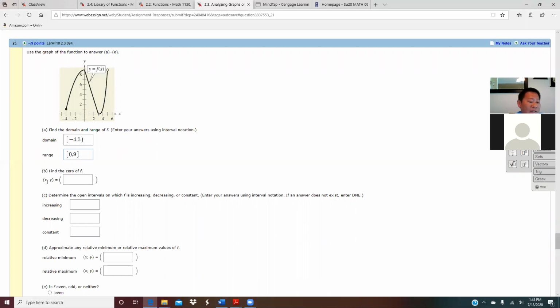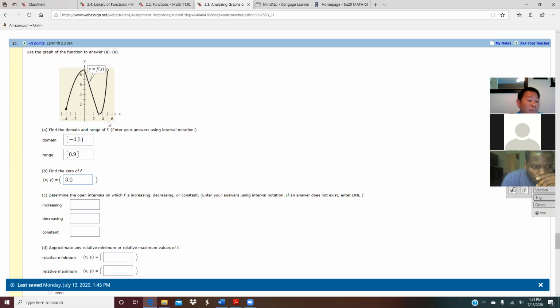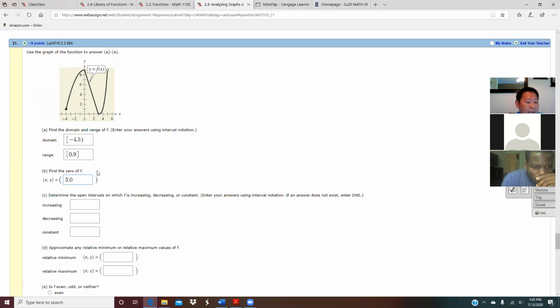If a question gives you something like this, it means they want you to answer as a coordinate point. 0 means x-intercept. So if a question is asking you to find the 0, it means the x-intercept. The only point that crosses the x-intercept is here. We call it your 0. So the 0 for this case is (3, 0), because the coordinates for this point are (3, 0).